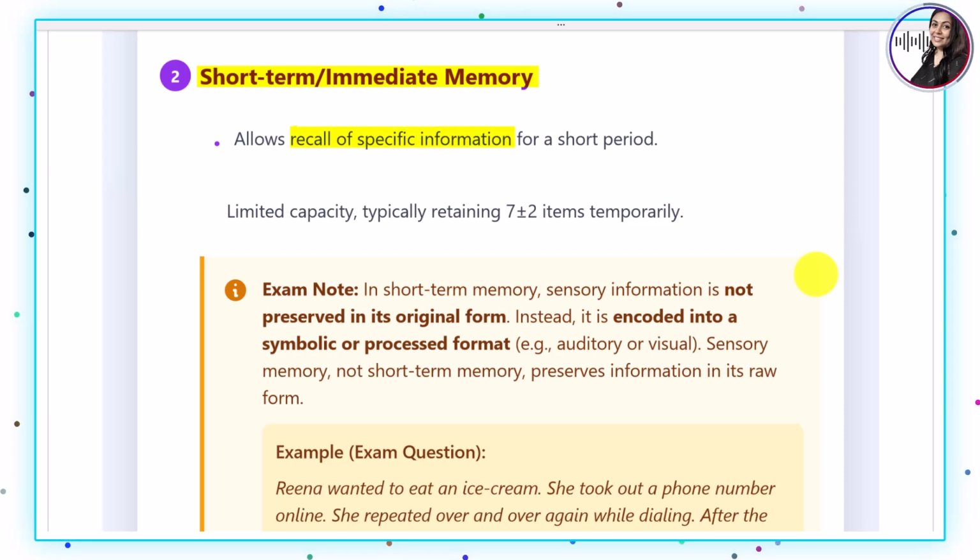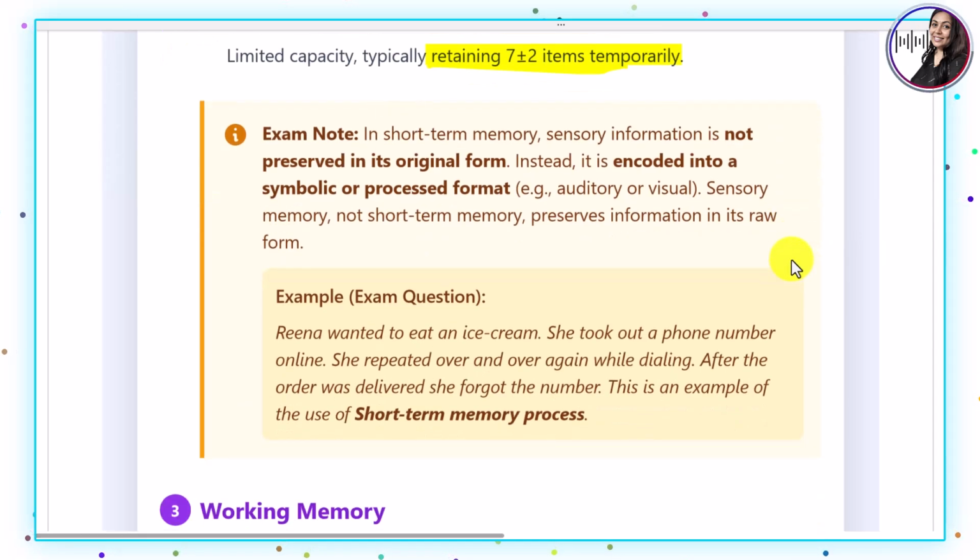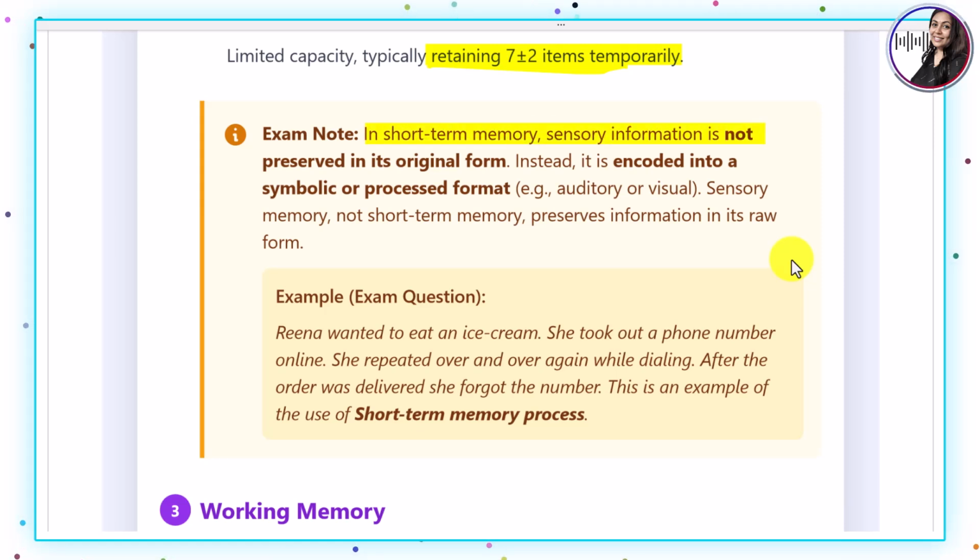From sensory memory, information may move into short-term memory, also known as immediate memory. Short-term memory allows us to recall specific information for a short duration. However, it has a limited capacity and can typically retain about 7 plus or minus 2 items at a time. An important exam-tested concept here is that sensory information is not preserved in its original form in short-term memory. Instead, it is encoded into a symbolic or processed format, such as auditory or visual representations. Sensory memory alone preserves information in its raw form.